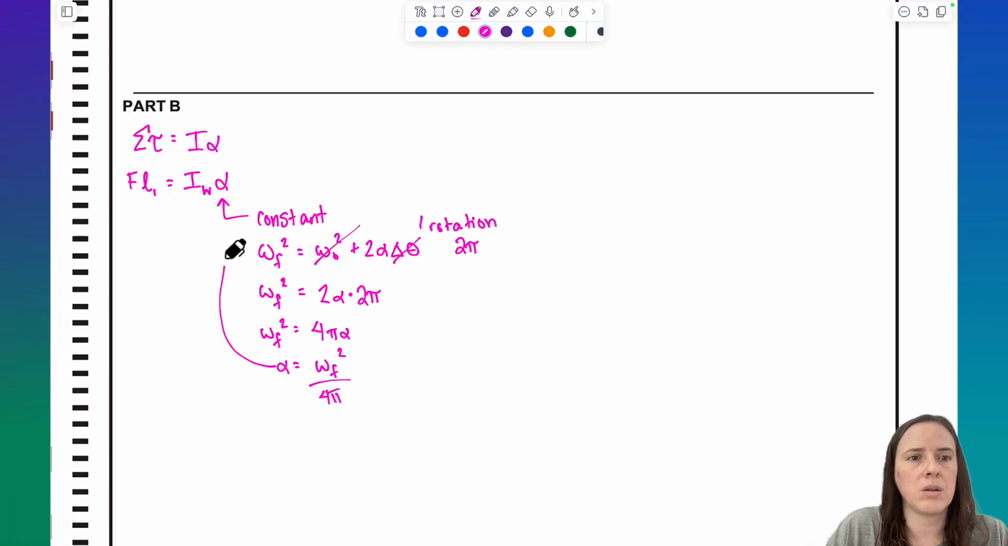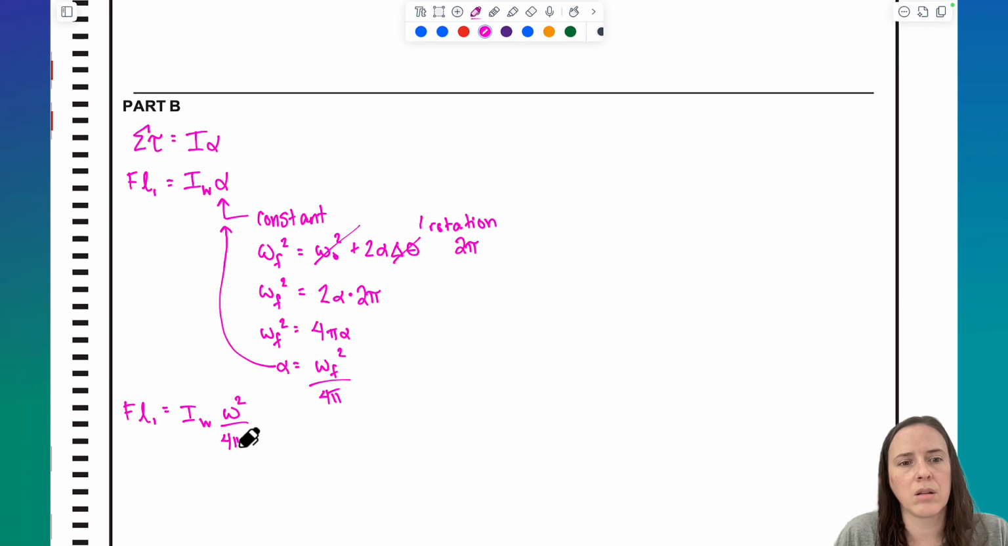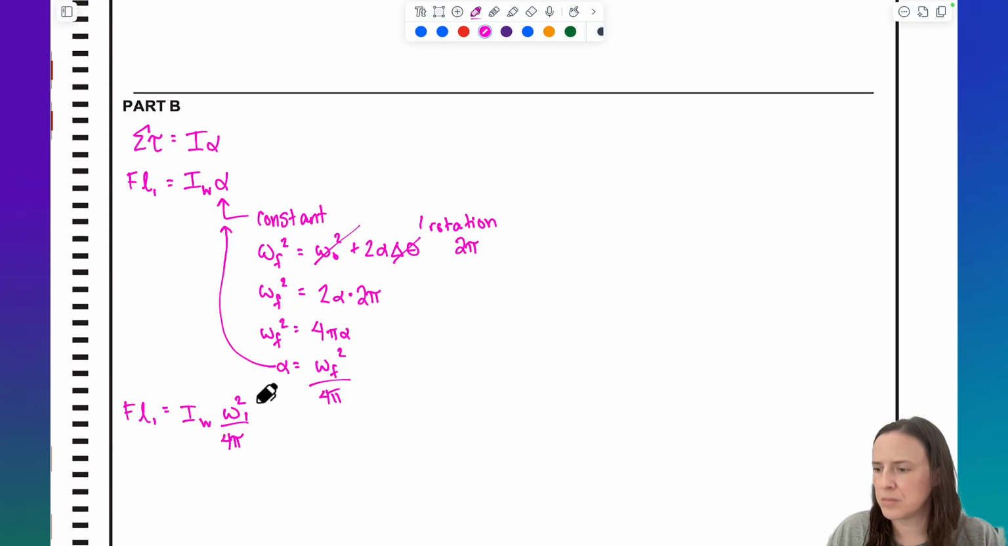We're going to take that and shove it up in here. So my force times my lever arm is equal to I times alpha, which is omega squared over 4 pi. And you can keep the little final subscript. I think they called it omega 1 in the actual question, so we're going to call it omega 1 just to be consistent. Now I'm just going to solve for omega 1.